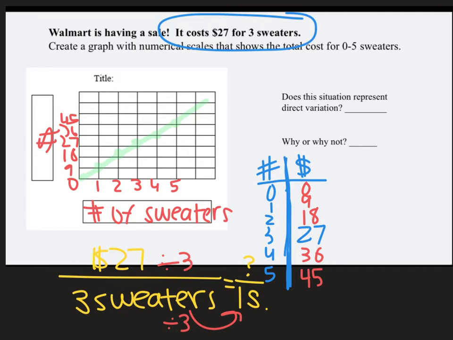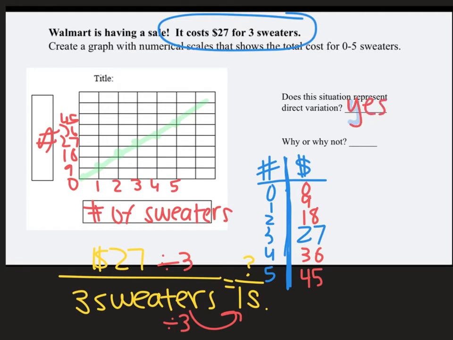Then they give us a few questions off to the side after all of that hard work is done. They say, does this situation represent direct variation? Well, again, a couple ways we know this. One, we have a K value of 9, right? We found our unit rate that was consistent for all of our points, which is great. But also we can look at our graph and see our graph is a straight line and it goes through 0, 0. So yes, this is direct variation.